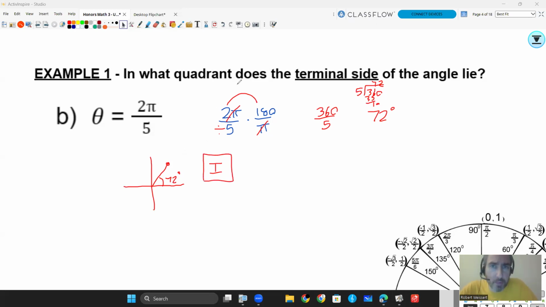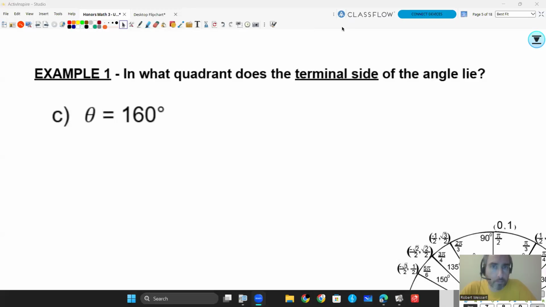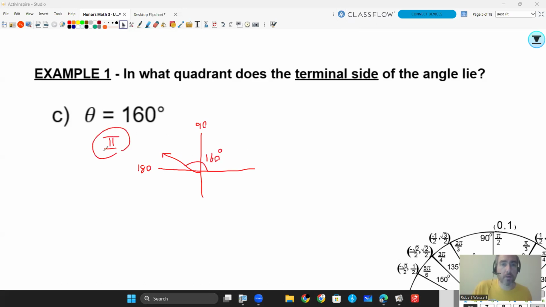All right, a couple more examples here. I'm going to have you try them. Take a moment to try this one, and you can unpause it after I go over it. 160 degrees is between 90 and 180. So if you know where those two numbers are, we know that's going to be in quadrant 2. That's all you got to do on that one.